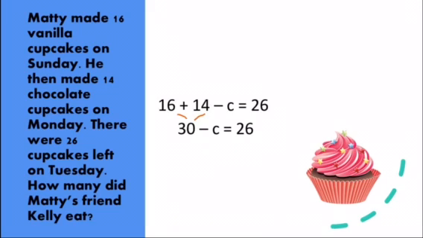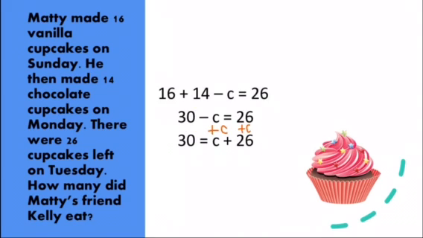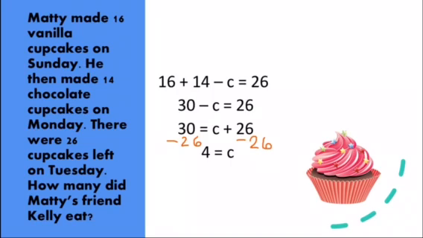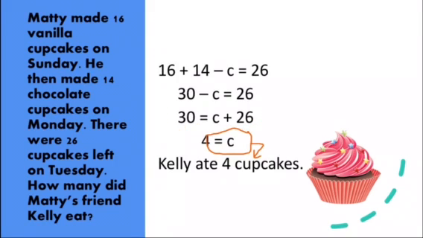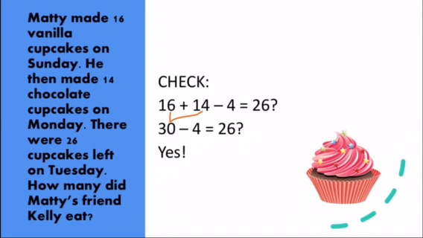We can solve this by adding 16 and 14. Our equation looks like 30 minus c equals 26. We then add c on both sides of the equation, so our equation looks like 30 equals c plus 26. Then we subtract 26 from both sides. This means our equation now looks like 4 equals c. This means that 4 cupcakes were eaten. To check this, we add 16 and 14. Then we check that whatever that is minus 4 equals 26. It is, and that means we were correct.